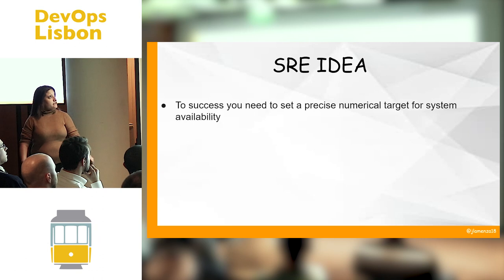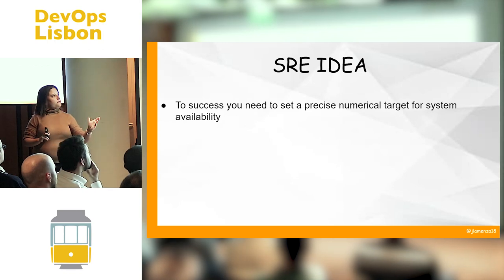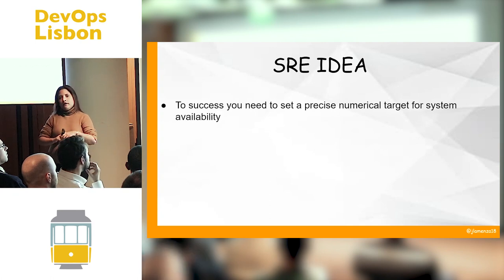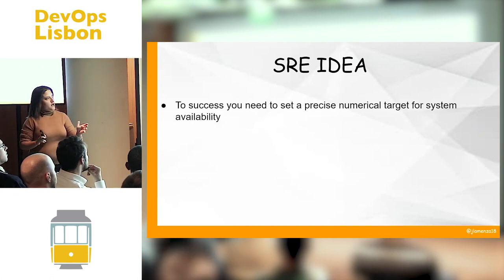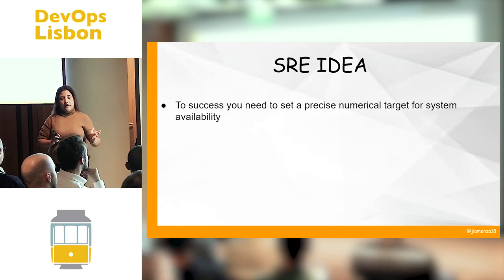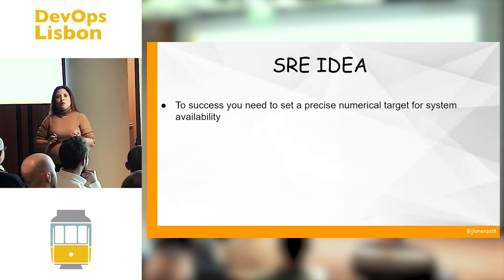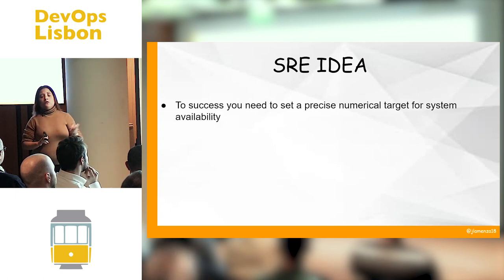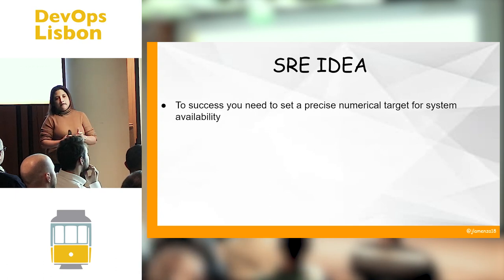Our SRE idea is that to succeed, you need to precisely set a numerical target for system availability. As I told you, this is important. You need to deliver your service to somebody, right? It doesn't matter if it's for your own company or for any end user that you have, and you need to guarantee that it is working. You don't want your customer to go there and your website is not working or your service somehow is not working. So you need to set some targets to guarantee this availability.